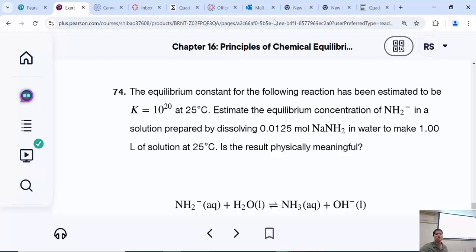Estimate the equilibrium concentration of amide in a solution prepared by dissolving 0.0125 moles sodium amide in water. Sodium amide should be soluble or insoluble? Soluble. All sodium salts are soluble except for a very, very small number of sodium salts that are insoluble.